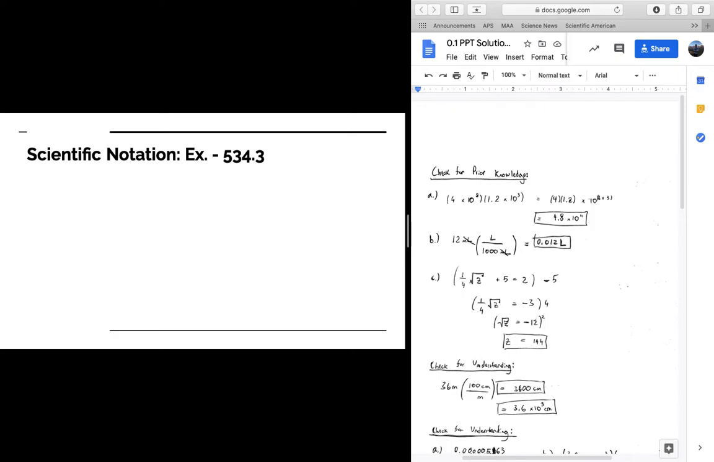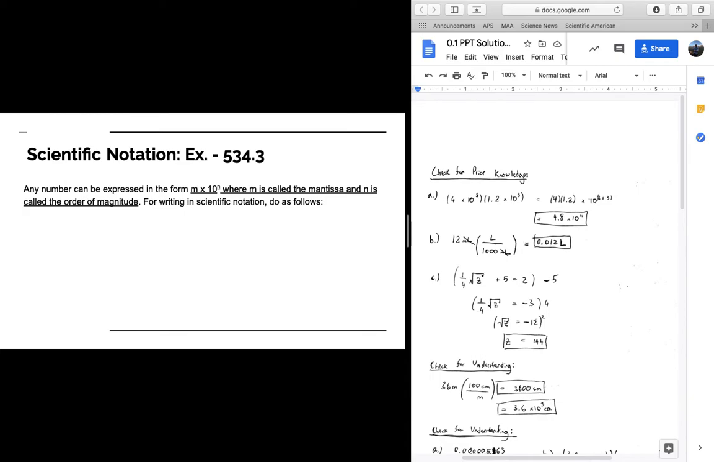534.3, okay? So any number can be expressed in the form m times 10 to the nth, where m is called the mantissa and n is called the order of magnitude, okay? For writing in scientific notation, we proceed as follows. If, for example, we're working with 534.3, we're going to start at the decimal point and move the decimal point to the left until you are between the first and second digit.